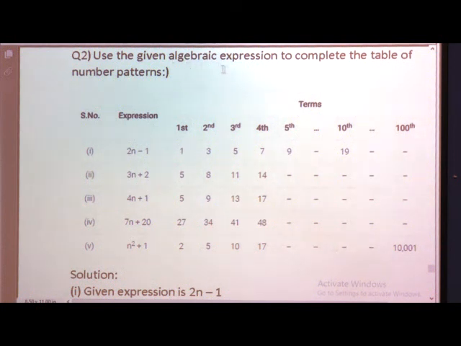Use the given algebraic expressions to complete the table of a number pattern. Already we had seen the number pattern. Now, you might be thinking how many patterns you have to find out. Here all expressions are given: 2n minus 1, 3n plus 2, 4n plus 1, 7n plus 20, n square plus 1. To find one pattern, if n is equal to 1, it means one pattern. So, how many line segments will be required for this?